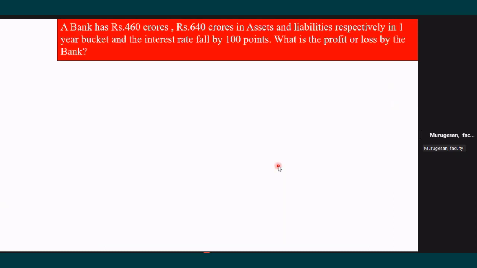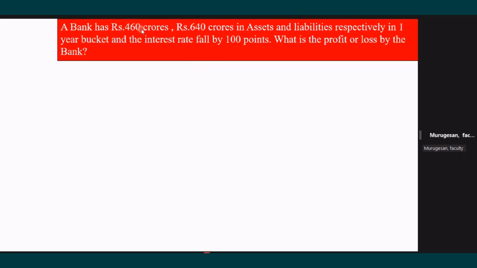Okay. Now, one more question. Are you remembering or not? Bank has got 460 crore and 640 crore in assets and liabilities respectively in the 1 year bucket. So 460 is assets, 640 is liability in the 1 year bucket, and the interest rate falls by 100 points. What will be the profit or loss by the bank? Can anyone attempt this question? Yes, logically you can attempt.